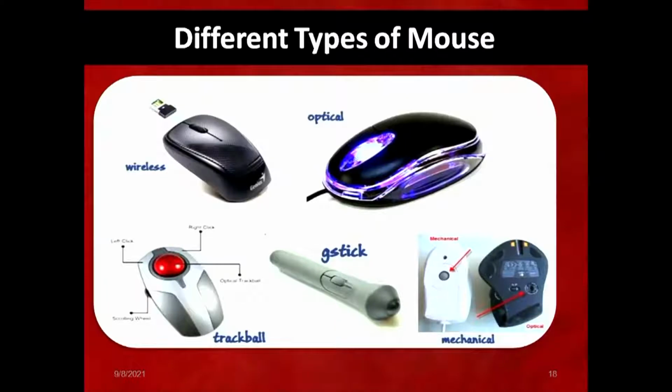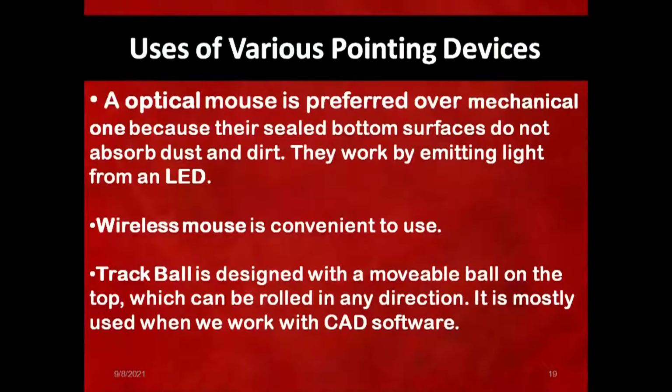Here I have given different types of mouse. The first one is the wireless, then the optical mouse. As you can see here, a track ball, and the last image I have given is the mechanical mouse. So, moving to the next slide, now we will see uses of various pointing devices. An optical mouse is preferred over the mechanical mouse.